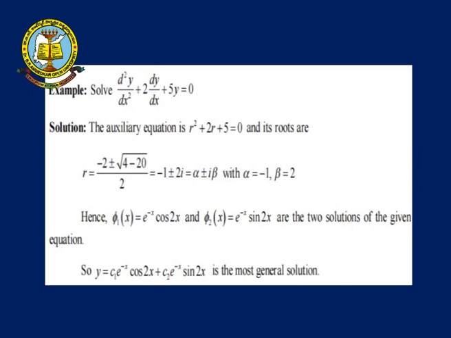So directly we can write C1 into e to the power of minus x into cos 2x plus sin 2x. Separating the terms, the general solution is y equal to C1 e to the power of minus x into cos 2x plus C2 e to the power of minus x into sin 2x. This is the case where the roots are complex.